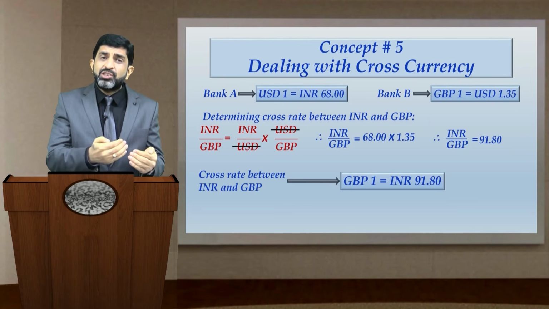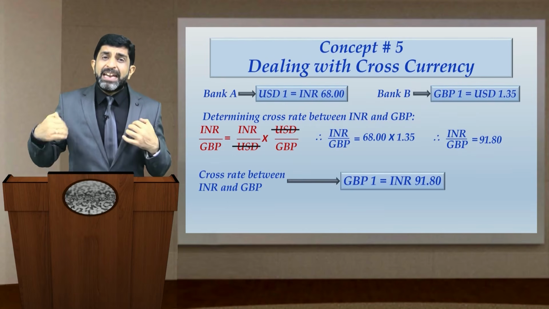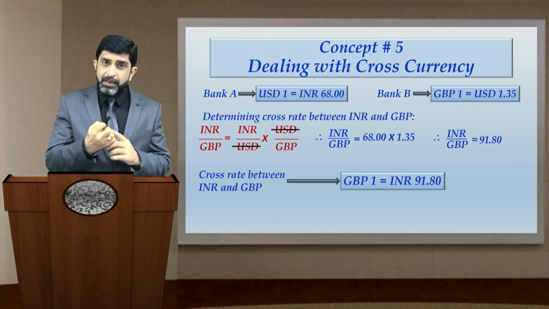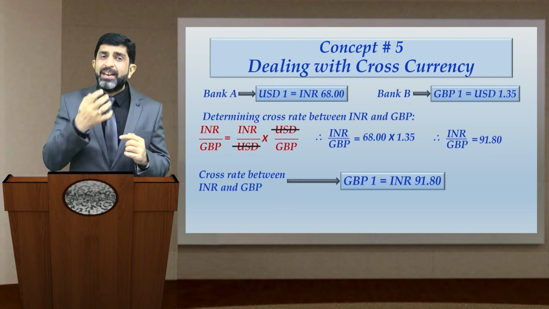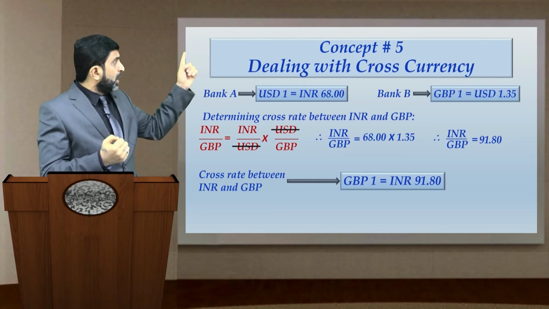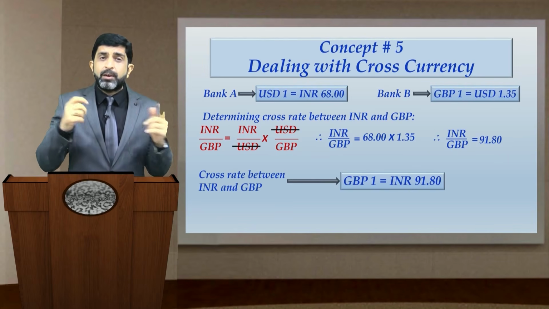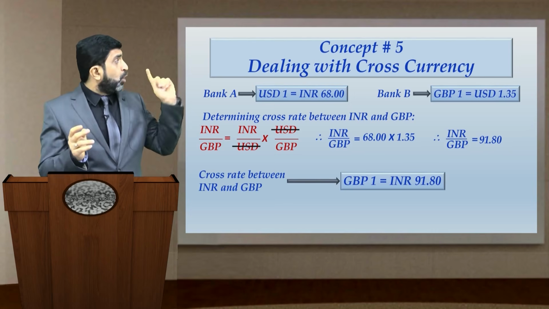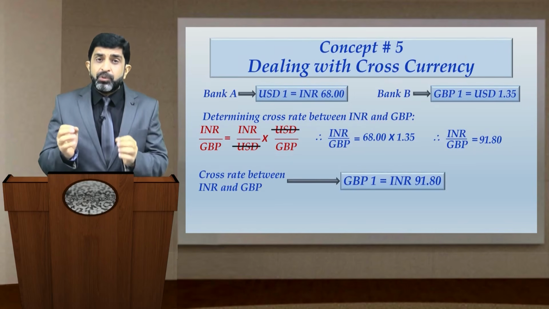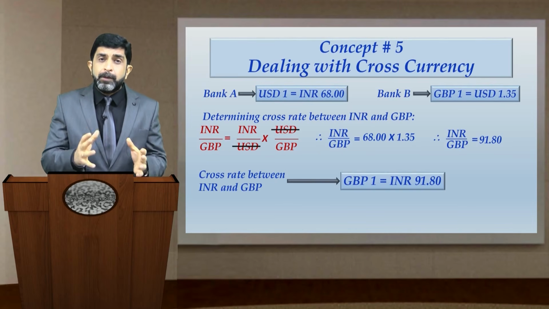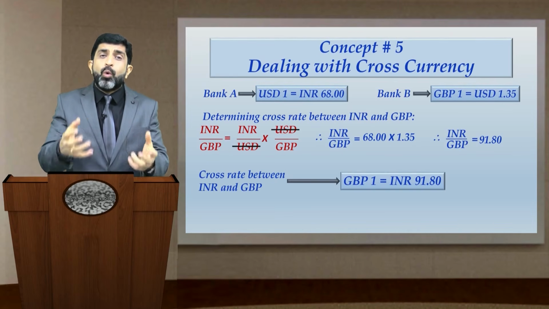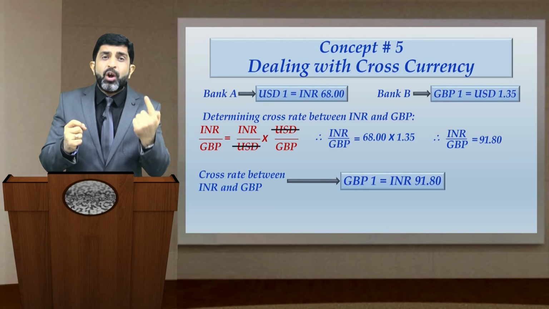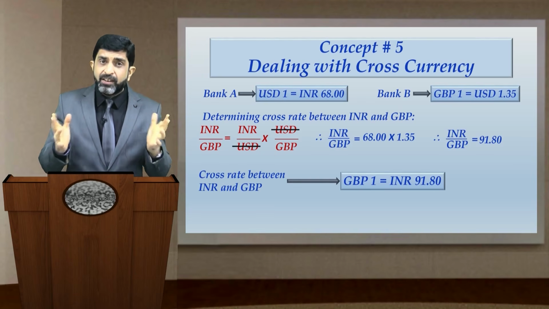As I have just mentioned some time back, I have Indian rupee in my pocket and I want to buy GBP. Look into this example, two banks have given quotes. If I want to buy GBP, obviously I'll have to approach bank B. Bank B can provide me 1 GBP, but in turn it is asking 1.35 USD, correct?